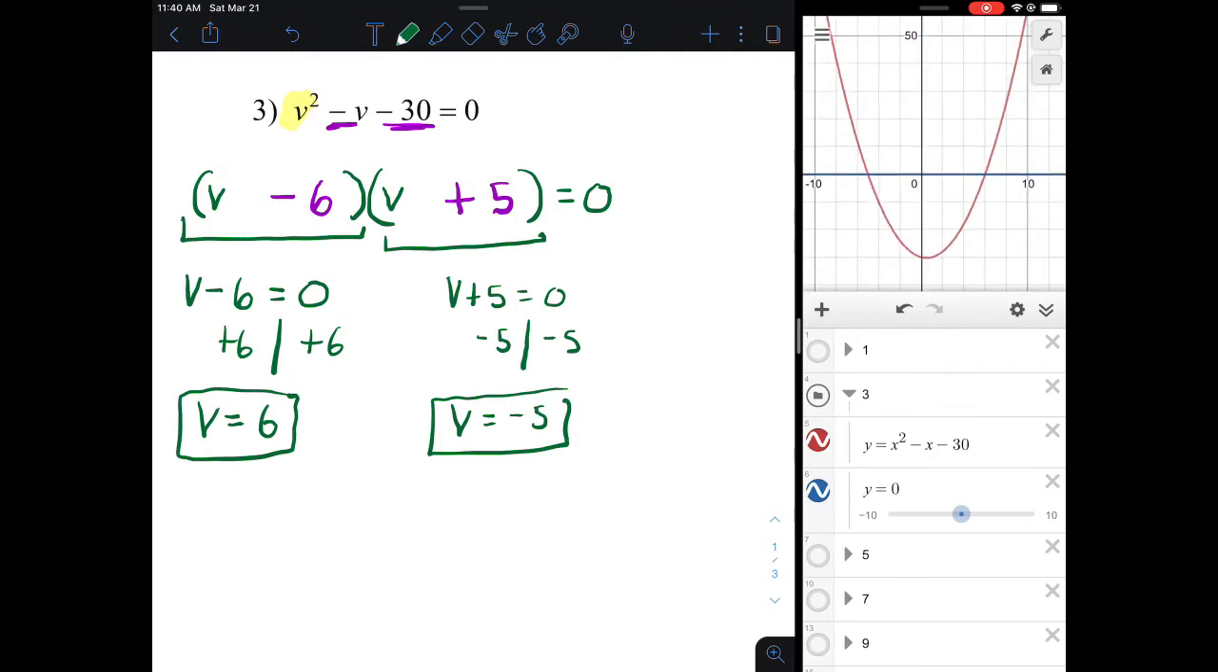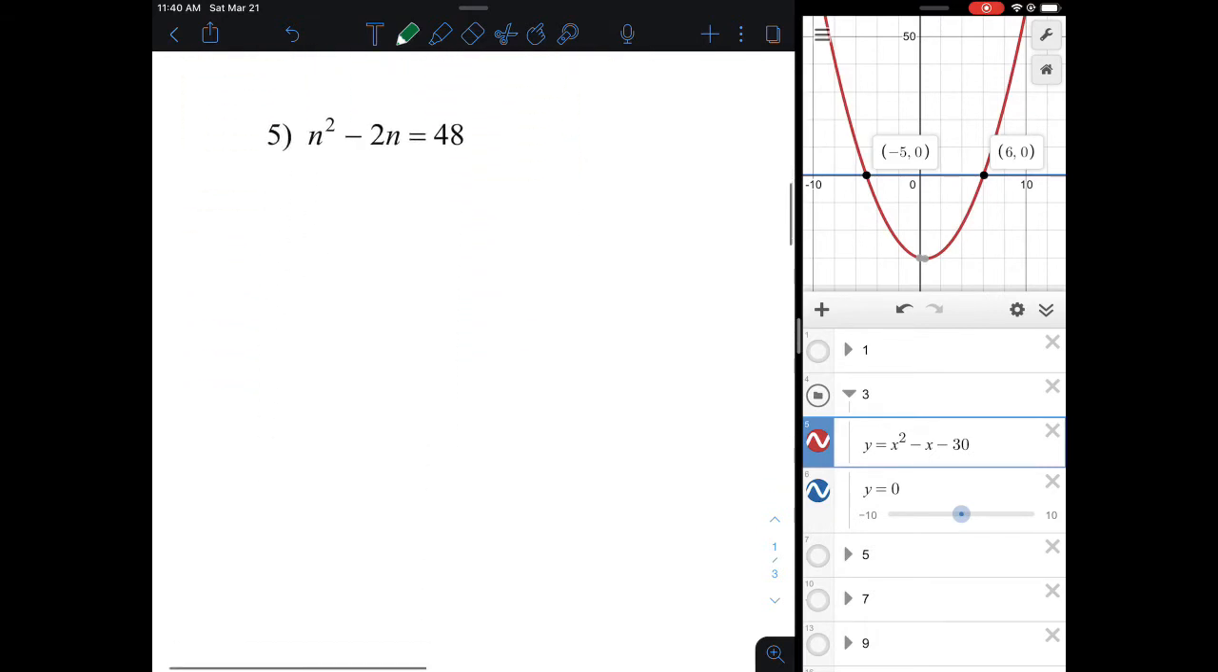And I see the parabola in red, and I have the line y equals 0, which is the x-axis, and when we're solving a system graphically, we're looking for the intersection point. So I have one at negative 5, 0, and one at 6, 0, and those are the same values that we have as well. All right, let's go on here to number 5.